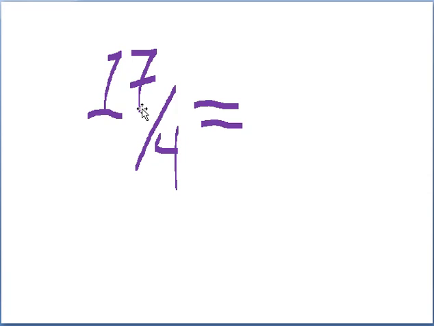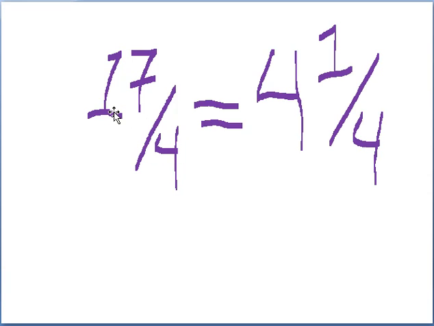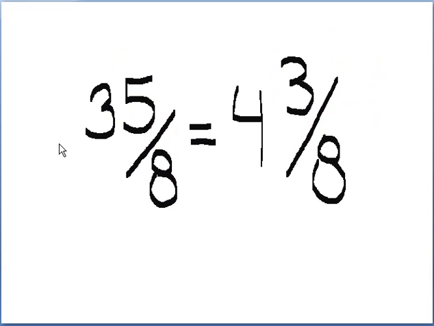But what happens when it's a 17? How many times will 4 go into 17? Well, it'll still go 4 times, but it leaves 1/4 left over. How do you check yourself? 4 times 4 plus 1 is 17. Here we have 35/8. How many times will 8 go into 35? Well, it'll go 4 times. 4 times 8 is 32. 35 minus 32 leaves us a remainder of 3, and so we're at 4 and 3/8. How do we check? 8 times 4 is 32, plus 3 is 35. 35/8 does equal 4 and 3/8.